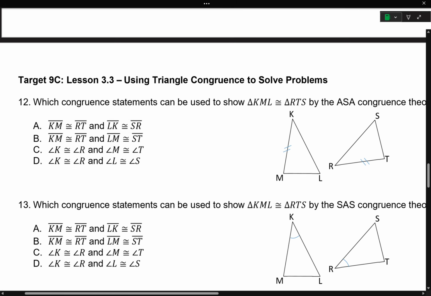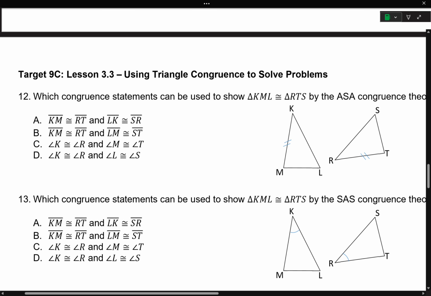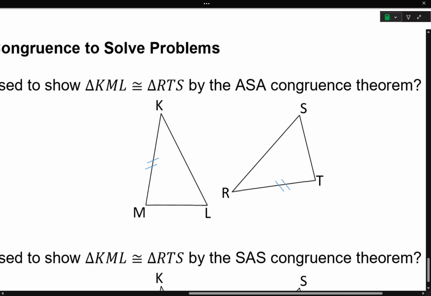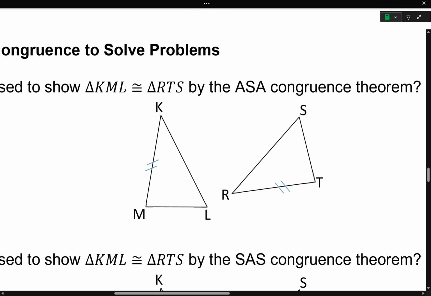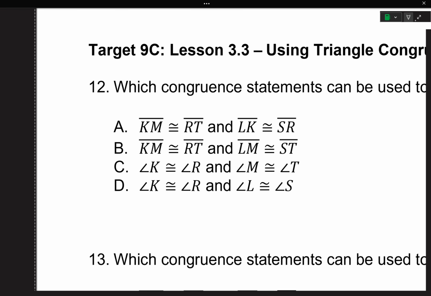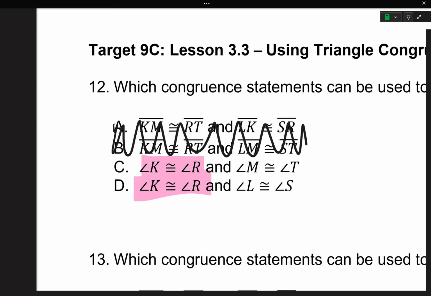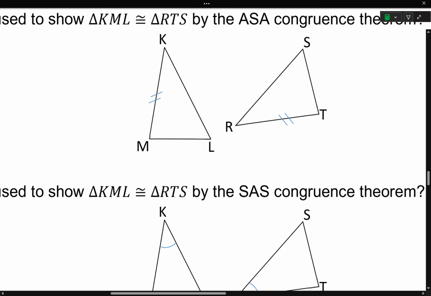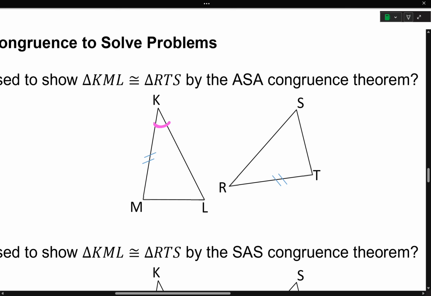Which congruent statements can be used to show that triangle KML is congruent to triangle RTS by the angle side angle congruence theorem? Okay, now these two triangles only have a side labeled, so I need two angles. I can immediately cross off options A and B because those are sides. Now C and D start the same. Angle K is congruent to angle R, so let's mark it. Angle K is congruent to angle R. Now before I even look at the other options, I'm just going to mark the other angles we need for angle side angle.